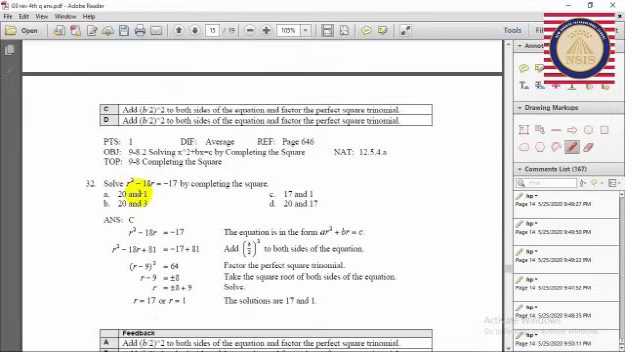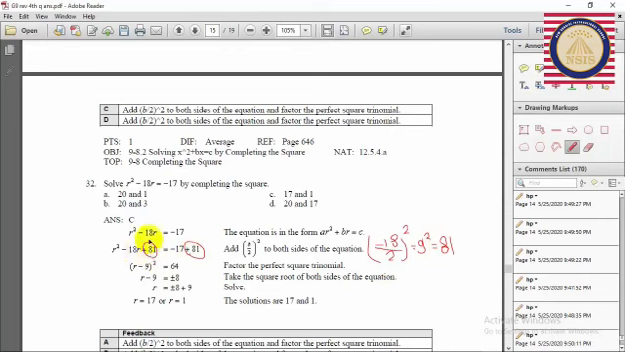Here, completing the square, we're going to get b over 2 to the power of 2 and add it to both sides. Let's see, where is the b? It's negative 18. So, negative 18 over 2, all to the power 2. Negative 18 over 2 is 9. 9 to the power 2 is what? 81. So I'm going to add 81 on both sides.